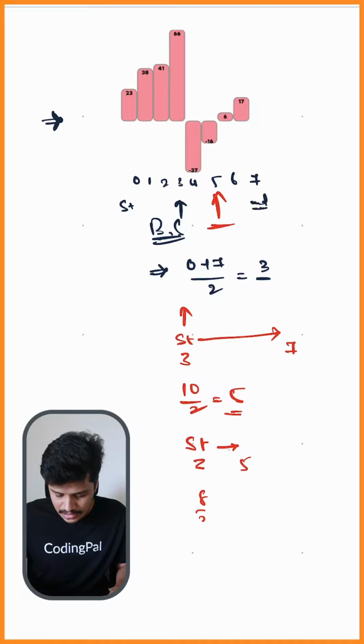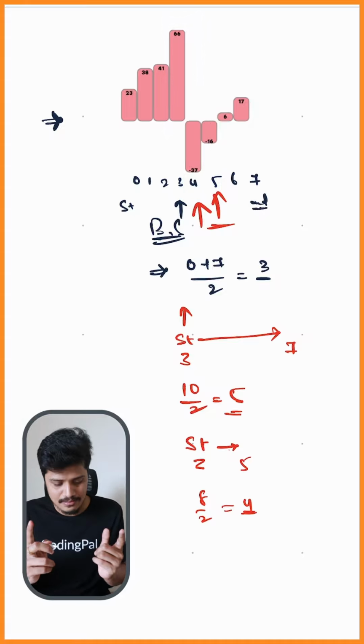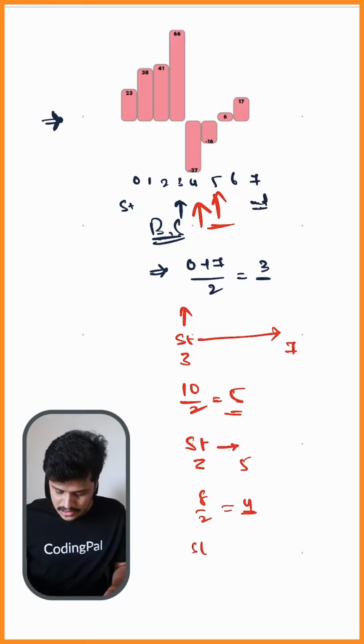Again we calculate the middle, which is 4. Again the value at the middle and the value at the start get compared. At this point the same thing is happening. That is the reason why start will be pointing to 3, end will be pointing to 4.